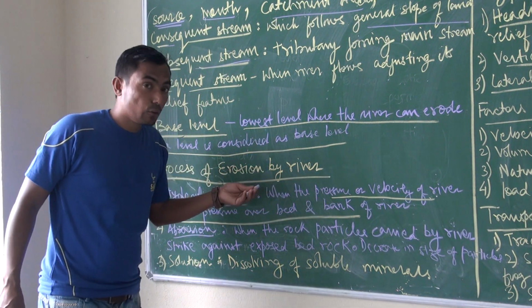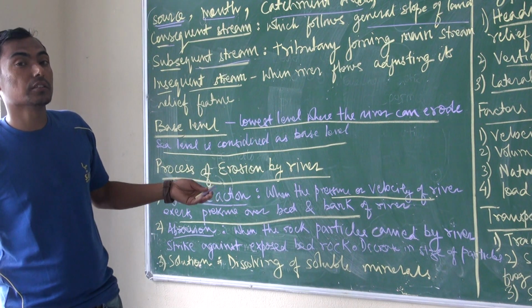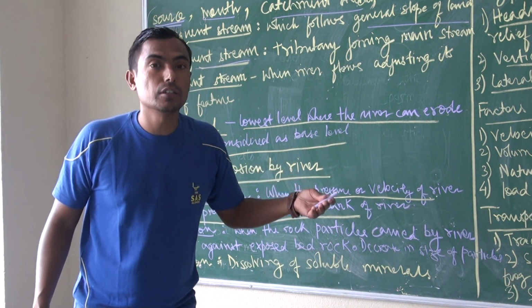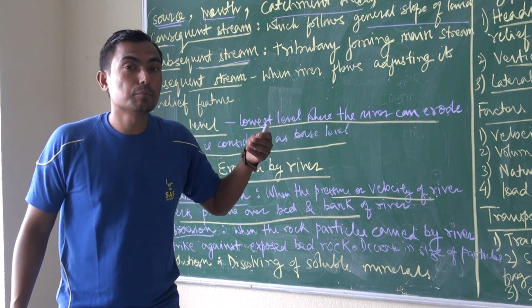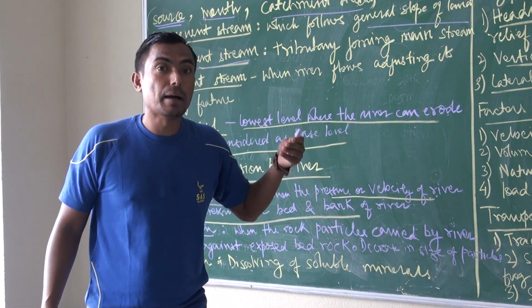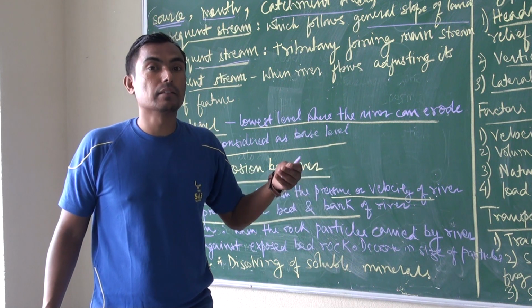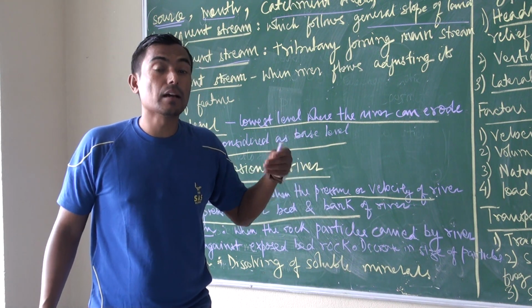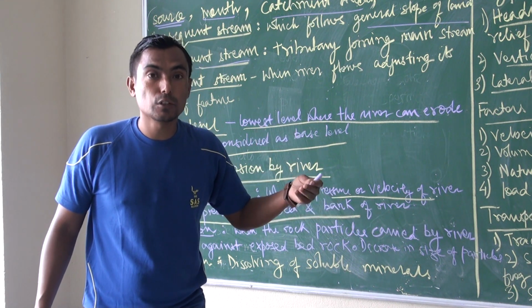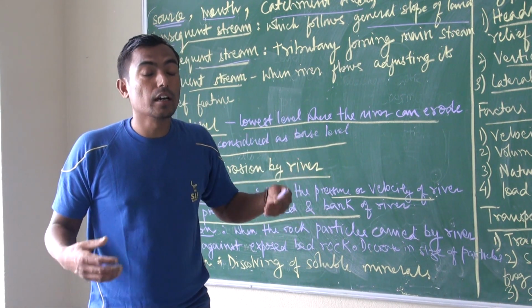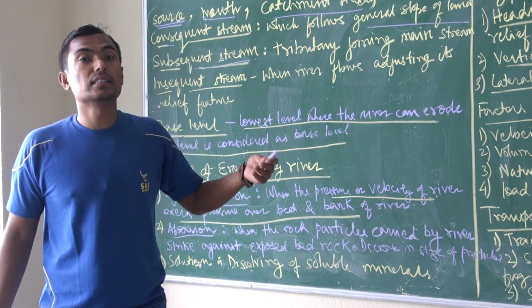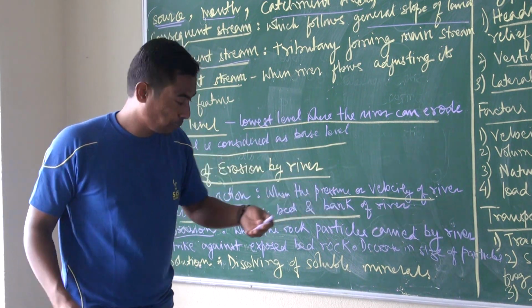But if you look at these features, they take hundreds of years to form. It means that the weathering and the erosion by the river, and not only by the river but by the other agents of erosion, take hundreds of years, which we can see very easily.